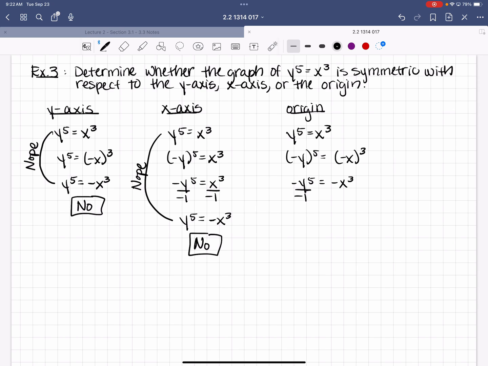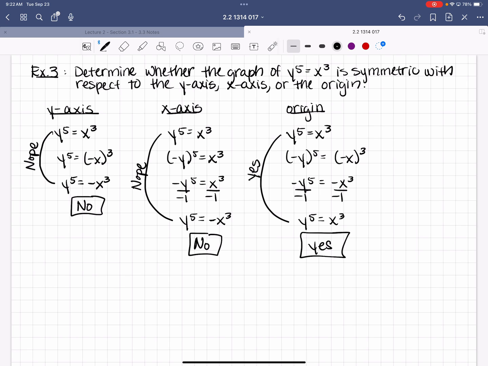I'm going to divide both sides by negative 1 because I want a positive y to the fifth like I started with. That'll give me y to the fifth equals x cubed. Are those the same? Yes. So, yes, it is symmetric about the origin. Okay.